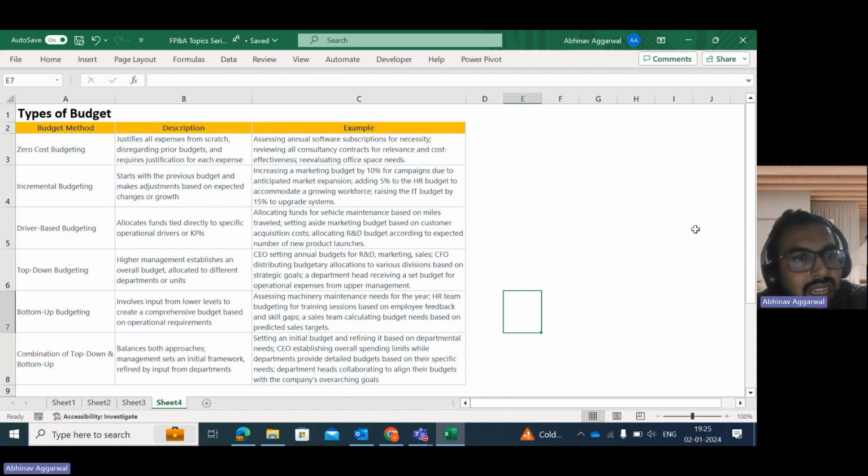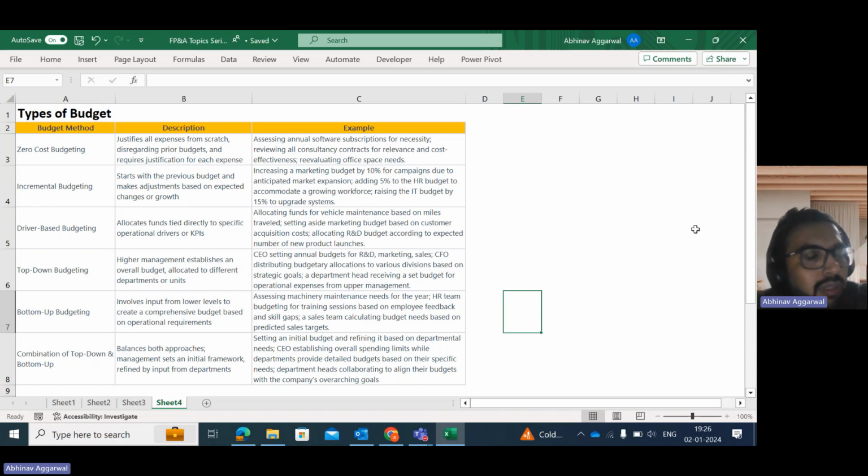Zero cost budgeting, as the name suggests, means disregarding prior budgets and starting from scratch. You have to prepare justification for every expenditure that you are planning to incur next year. For example, if you want to plan software subscription cost for next year, you will have to evaluate the number of employees and the number of subscriptions required, and then arrive at a cost. This is how you prepare a justification and get it approved by the management. This activity has to be done for all the expenses with proper justification. So this is zero cost budgeting.